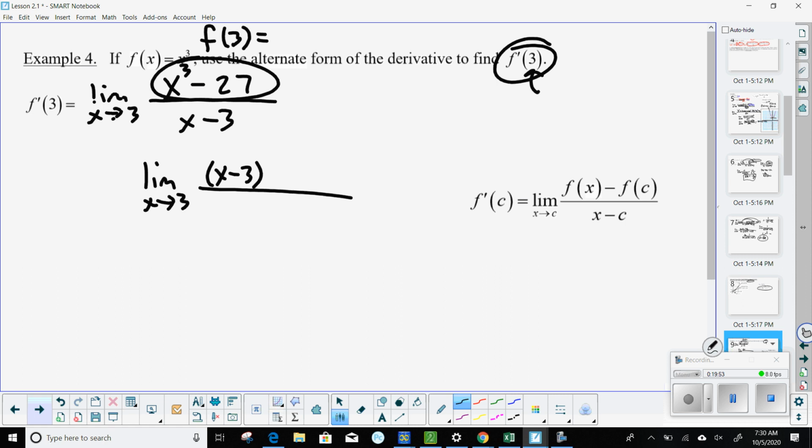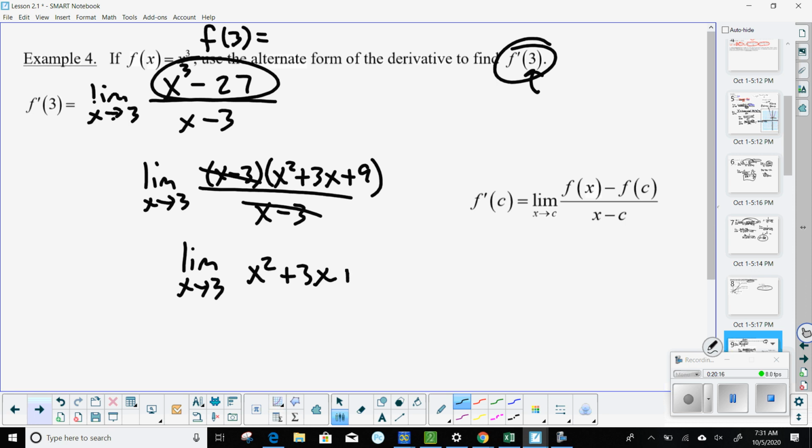Then I take the first term x and square it. I multiply the two together, which is 3x, and then take the 3 and square it. So that's just the difference of cubes formula we've used before, all over x minus 3. And that works out nice because the x minus 3's just cancel out. Now I have the limit as x approaches 3 of x squared plus 3x plus 9.